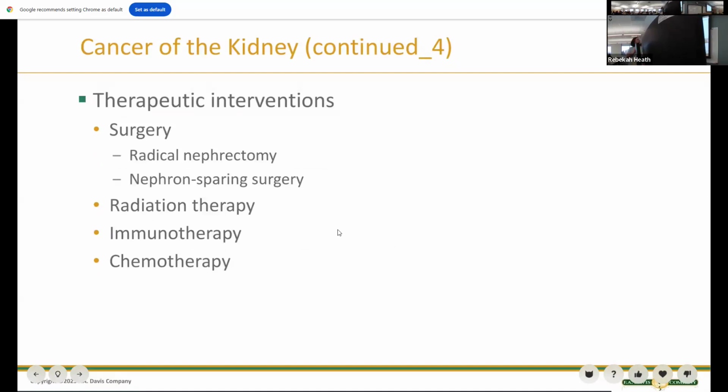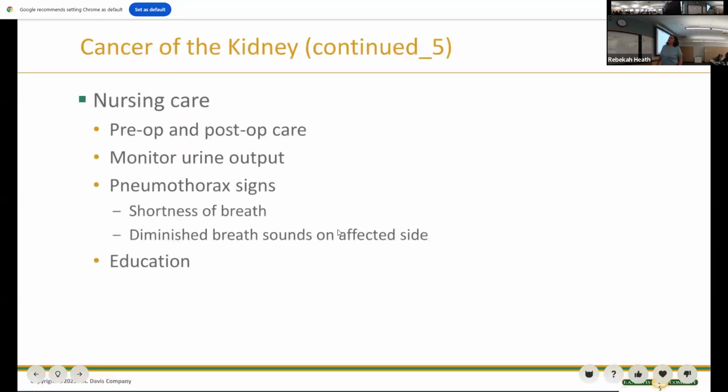They also could do a nephron-sparing surgery, meaning they might try to take out the tumor of the kidney and spare as many nephrons as they can. The nephron is the functional unit of the kidney. That's the one that's really the worker bee doing the job of filtering. Again, radiation, immunotherapy, chemotherapy, you're going to see those for most cancers as treatments.